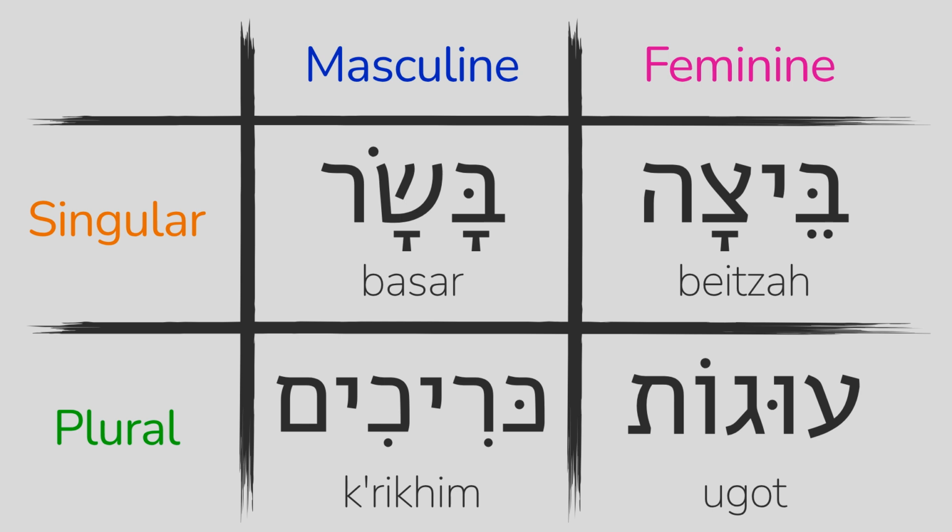These 4 words have similar endings to other words that have their same gender and number. The word basar and most other masculine singular nouns have no special ending. The word betzah and most feminine singular nouns have an ah ending. The word krichim and most masculine plural nouns have an im ending, and the word ugot and most other feminine plural nouns have an ot ending. It is very important to know the gender and number of a noun because they will affect how adjectives and verbs describe the noun and its actions.